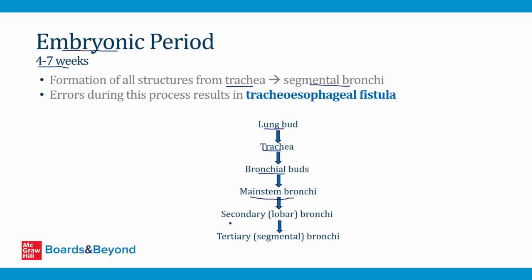Those bronchi divide into secondary or lobar bronchi, which are going to supply the different lobes of the lung. And then finally, you get tertiary or segmental bronchi, which supply the different segments of the right and left lung. And this is the final structure to form in the embryonic period. And what they're going to want you to know about this period of development in the fetus is that errors during this section of lung development can lead to formation of a tracheoesophageal fistula. So let's talk about that now.